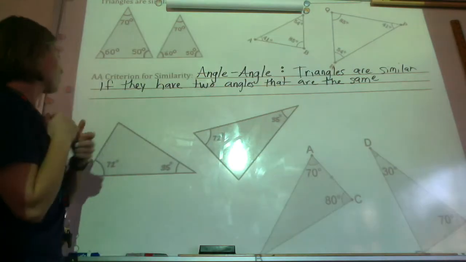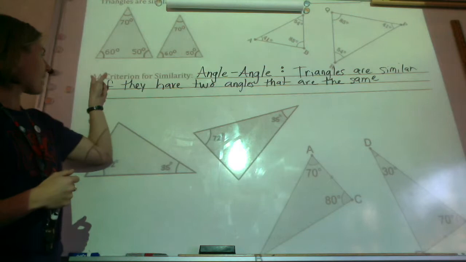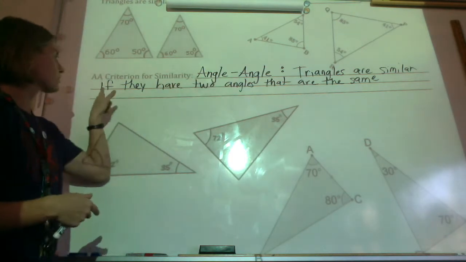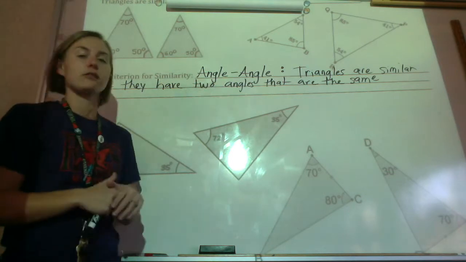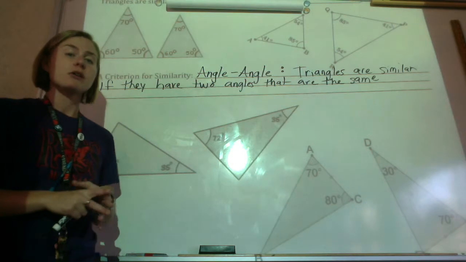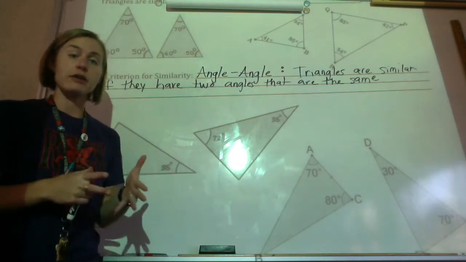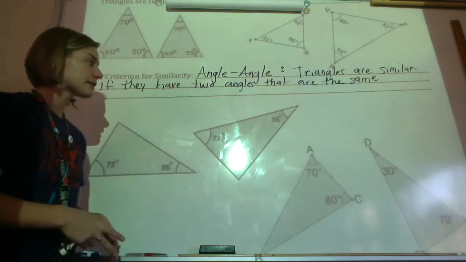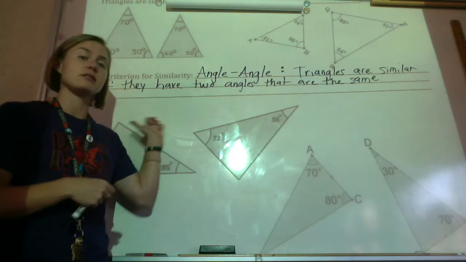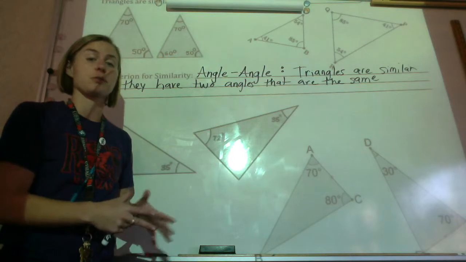All right, so I put this down just so you remember that the AA stands for angle, meaning two angles. So triangles are similar if they have two angles that are the same. That's all that means, okay? We just need two angles in order to prove that two triangles are similar. So now let's take a look at some of the examples below and see if we can use this to prove if they are similar to one another or not.